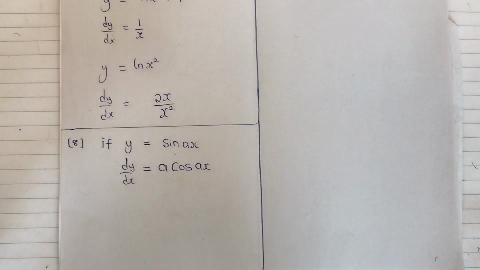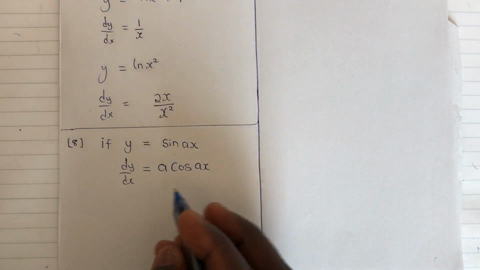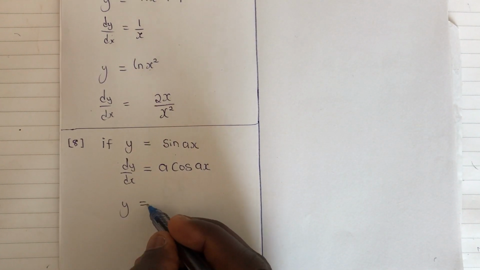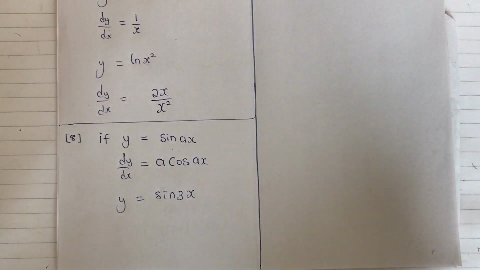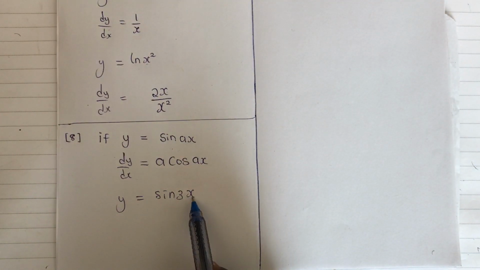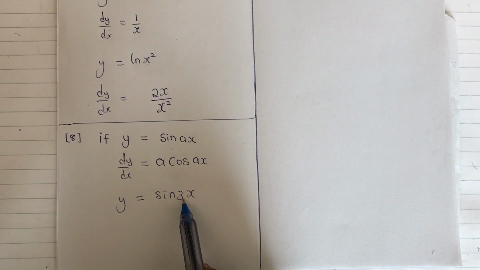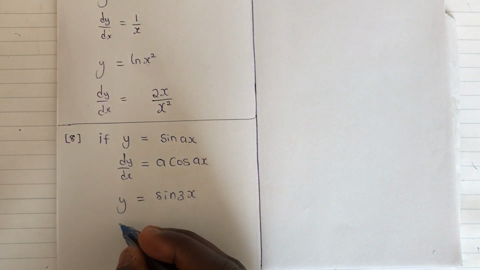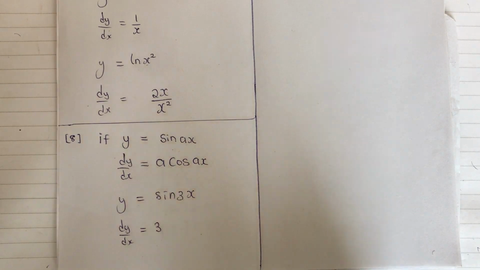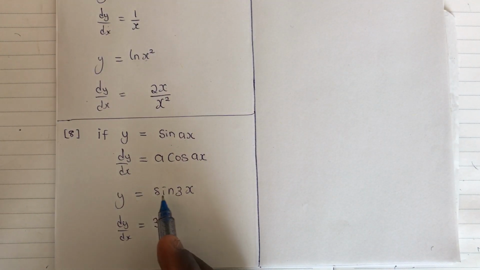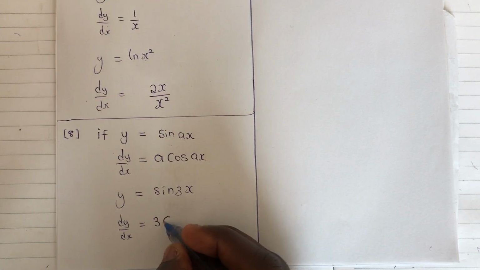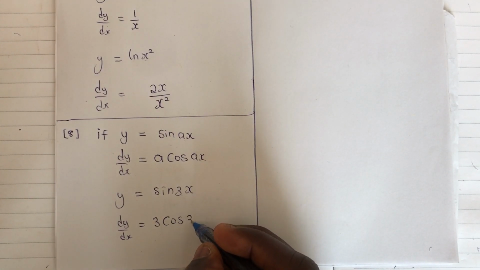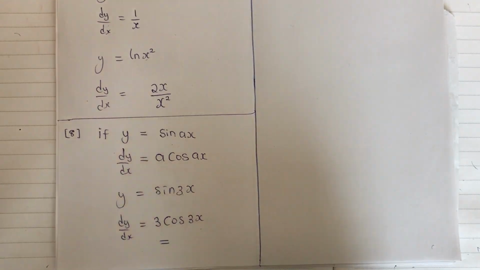So let me take the example for this one. Let's assume that we have y equals sine 3x. Then I said that differentiate 3x. When you differentiate 3x, the result is 3. Bring it out. So we have 3. Now wait. Differentiate sine. The result is cos. So we have cos the same 3x, and this is your answer.